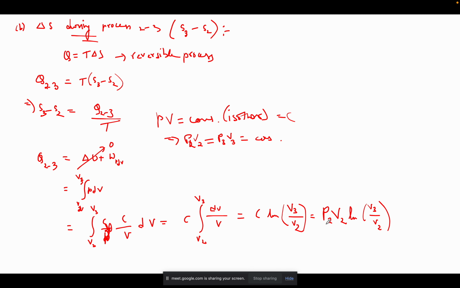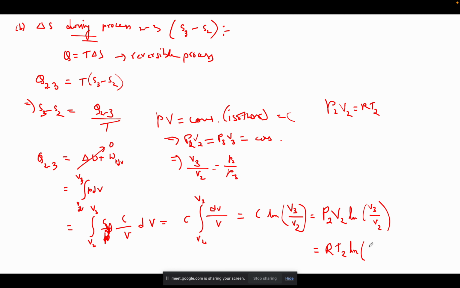Since this is an ideal gas, the ideal gas equation will also work. P2 V2 is equal to RT2, say I'm doing all this for 1 kg mass of the ideal gas. So in place of P2 V2, I can put RT2. Then we don't know V3 and V2, but we know P2 V2 is equal to P3 V3. So from here, V3 divided by V2 is nothing but P2 divided by P3.